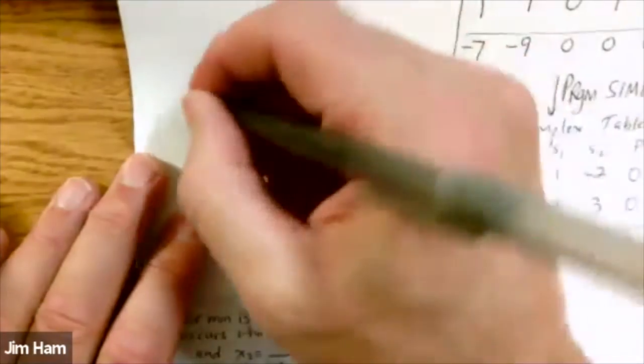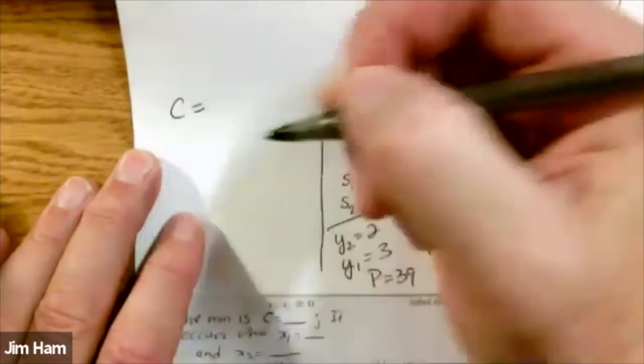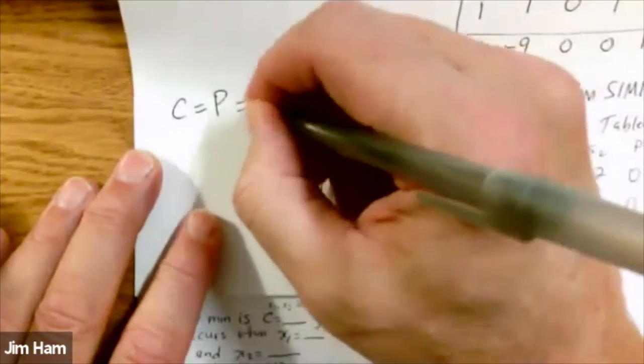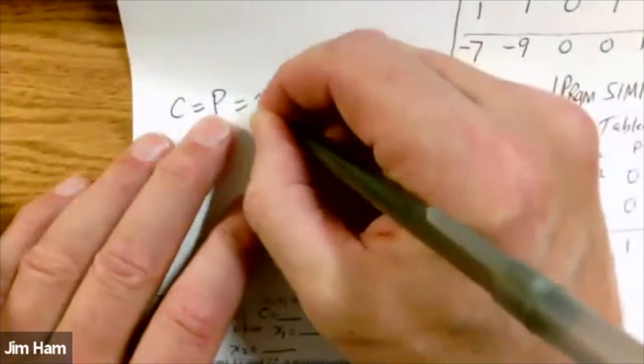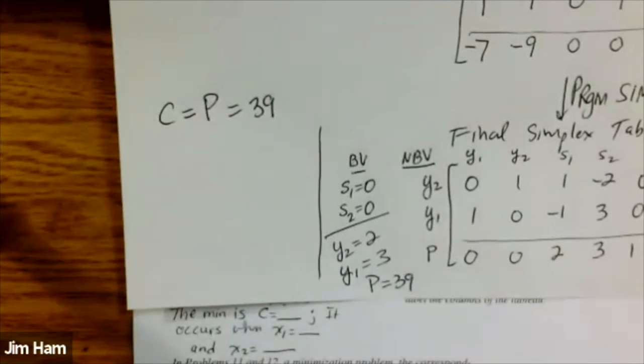C is the easiest one. C is going to be equal to P. So whatever the P value is, C is going to take the same value. This is the duality principle. The solution of the minimum problem will be the same as the solution of the dual maximum problem. And the solution to the dual maximum problem is P equals 39. So C equals 39 is the minimum value that we're looking for.